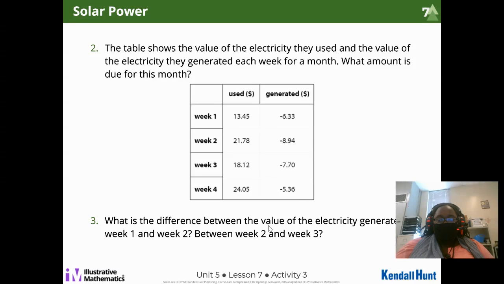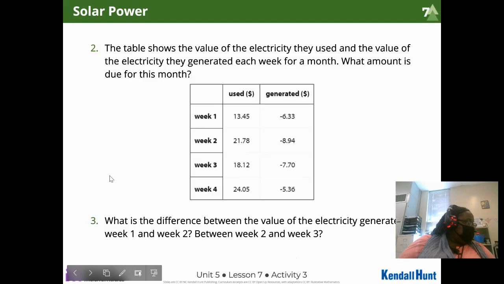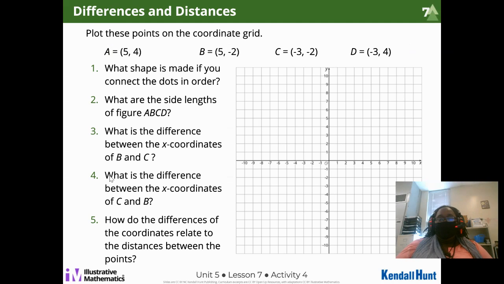Question 3 says, what is the difference between the value of electricity generated in week 1 and week 2, and between week 2 and week 3? After you tallied how much they made each week, 1 through 4, subtract week 2 and week 1, and then subtract week 3 and week 2 to find the difference. That's what you are doing for questions 1, 2, and 3.